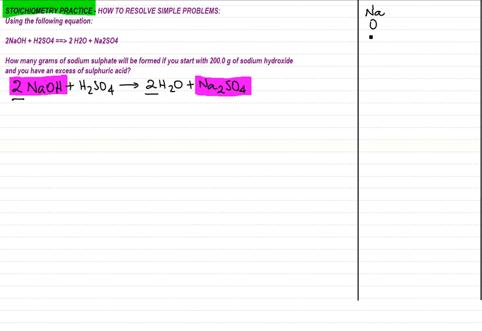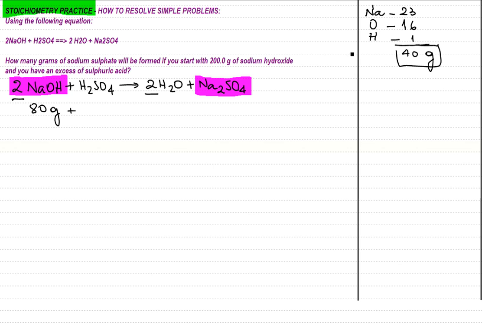Sodium hydroxide has sodium, oxygen, and hydrogen. The atomic mass of sodium is 23, the oxygen is 16, and the hydrogen is 1. Since we have one of each, that is a total of 40 atomic mass units. So 1 mole of sodium hydroxide is equal to 40 grams. Since we have 2 moles, we are going to have 80 grams of sodium hydroxide.